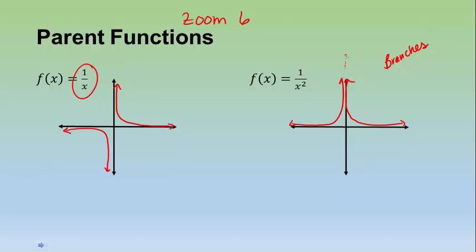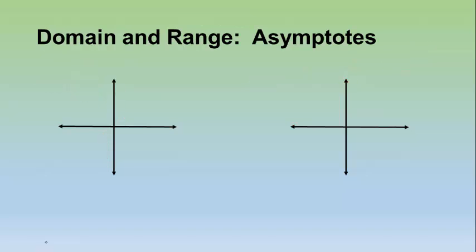All right, so these are the two kind of parent functions. And you can imagine that if we were to use a negative sign, that we would flip them over. And that's one of the things we'll be working with. Otherwise, we're going to be shifting them left and right and up and down. And that's going to come in the next video. So we're going to be discussing the domain and range, and we're going to be talking about something called an asymptote.